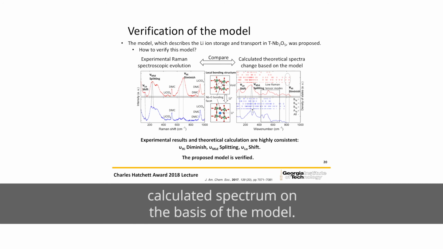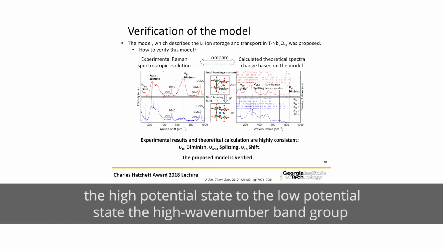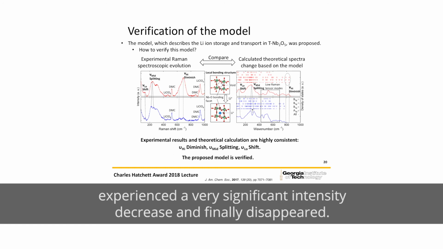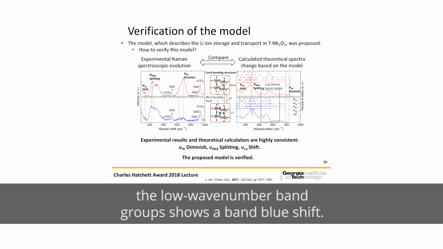the model. For the experimental Raman spectroscopic evolution, as we mentioned previously, from the high potential state to the low potential state, the high wave number band group experienced a very significant intensity decrease and finally disappeared. The mid wave number band group experienced a band splitting behavior, and the low wave number band group shows a band blue shift.